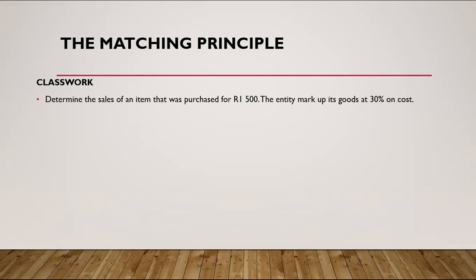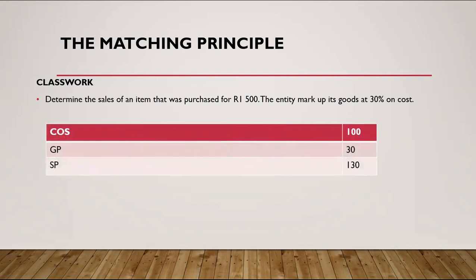Determine the sales of an item that was purchased for 1,500. That 1,500 is the cost price because we purchased this item for 1,500. We need to determine the price at which we will sell this item. Now you can do a bit of a table here, but they told you that the markup is 30% on cost. So cost of sales will be 100, gross profit will be 30%, and selling price will be 130.